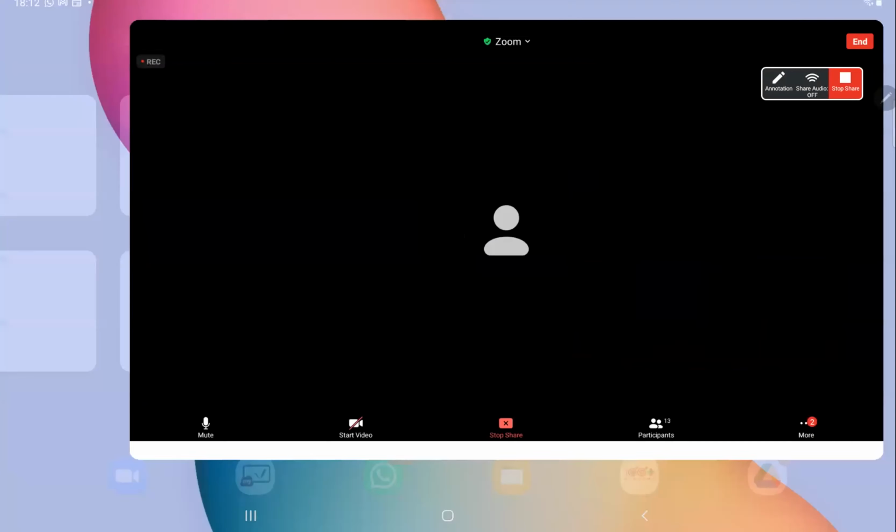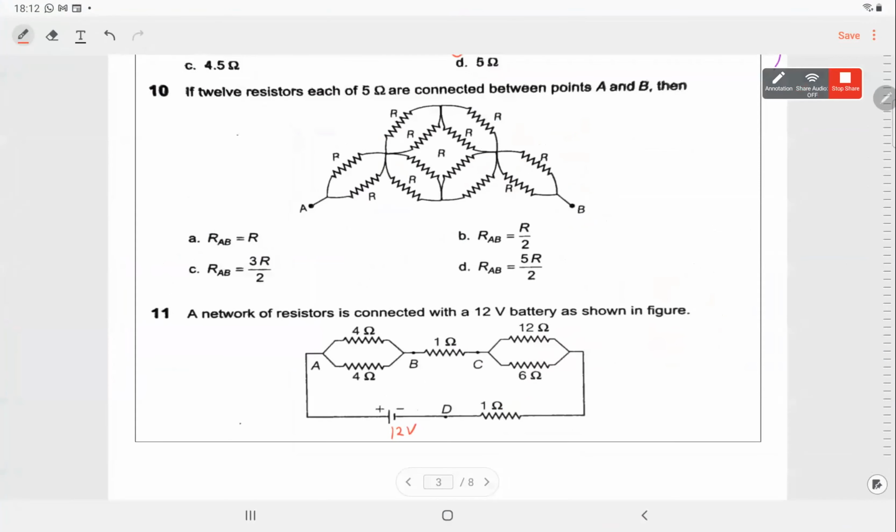Yes, sorry, I had something to deal with. Class, question number 10. What is the answer? 3R by 2. Very easy question. Yes. How much? 3R by 2. 3R by 2.